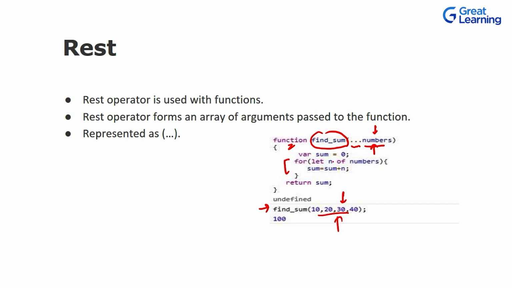Now you are traversing through that array with the help of this for loop, and one by one you are accessing those values. So at index 0 you have 10, at index 1 you have 20, 30 at index 2, and 40 at index 3, and you are summing them up, inserting all the values in the variable sum, and then returning this sum. That is why you have 100 over here, which is nothing but 10 plus 20 plus 30 plus 40. So in a nutshell, this is used to form an array of arguments.